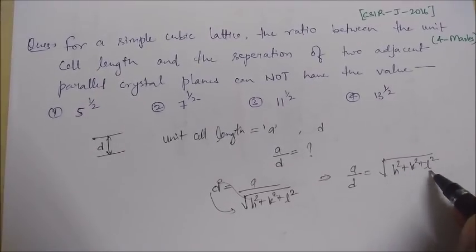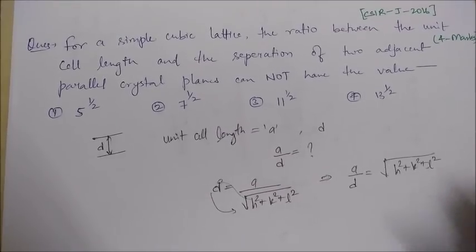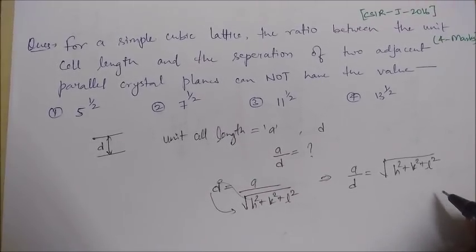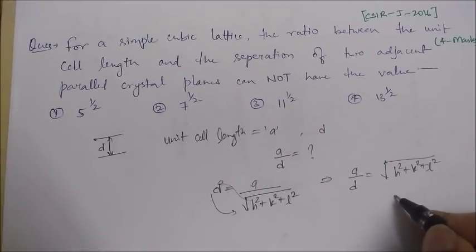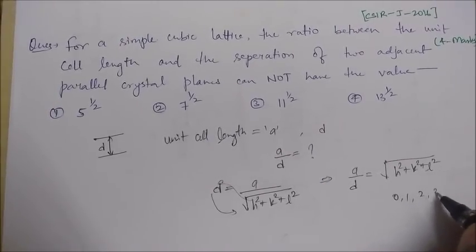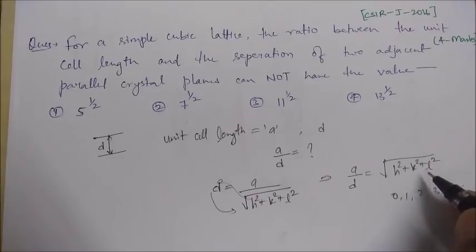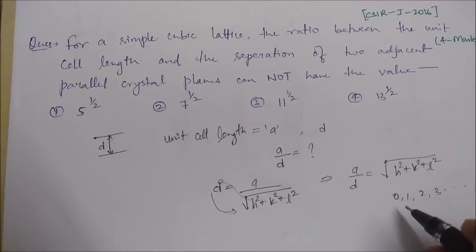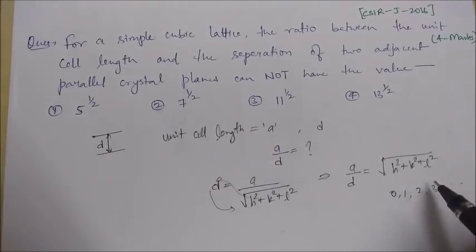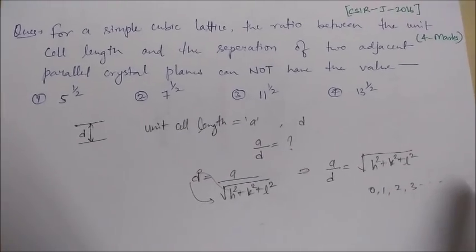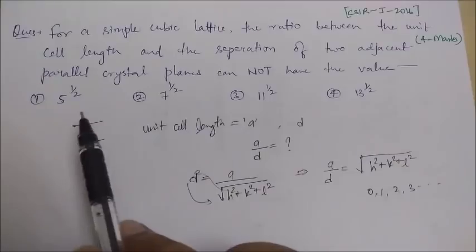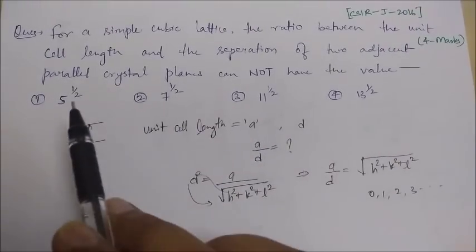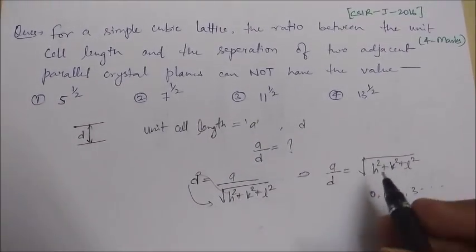Now h, k and l are all Miller indices, and they can have whole number values. That means you can have the values 0, 1, 2, 3, any such values. You cannot have values in fractions, or in roots. Now you have to check which of these values you cannot get. So in order to get 5, how can you get 5?